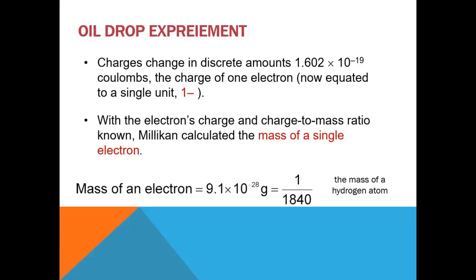Yeah, the mass of an electron. Remember, J.J. did the charge to mass ratio. He didn't actually find the actual mass. So this guy found the actual mass of an electron, and it's like 1/1840 the mass of a hydrogen atom. So what that means is that the electron is 1,840 times smaller than a hydrogen atom.